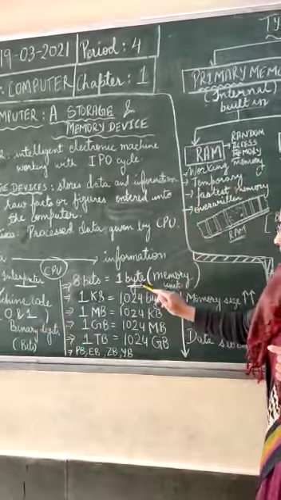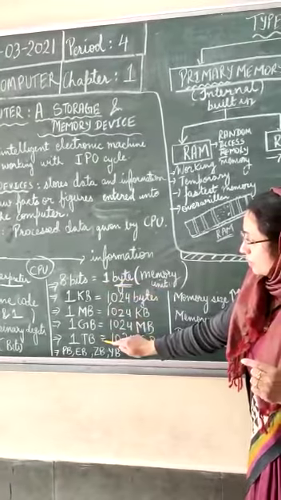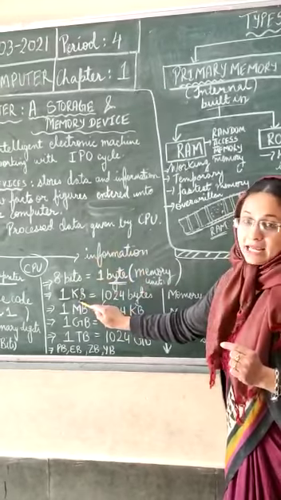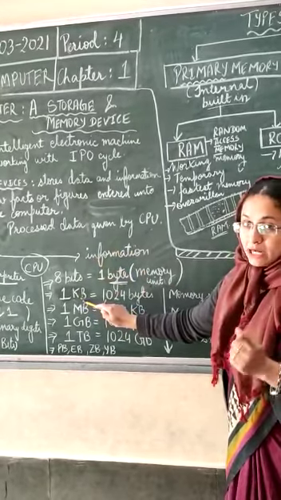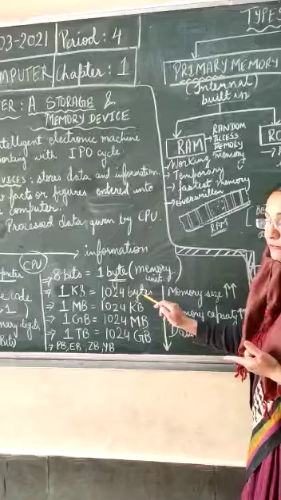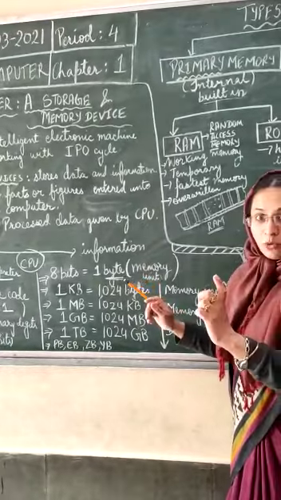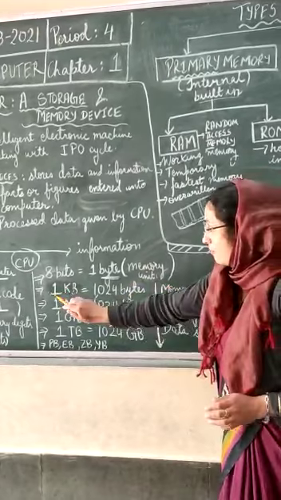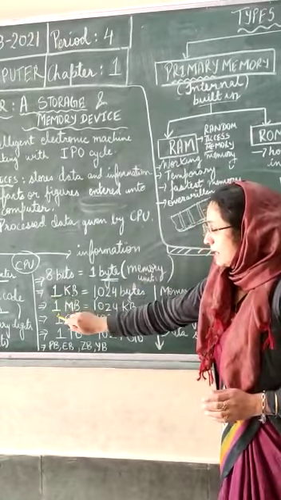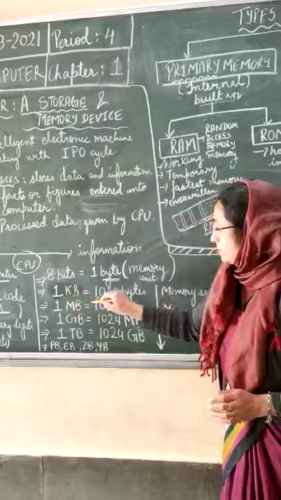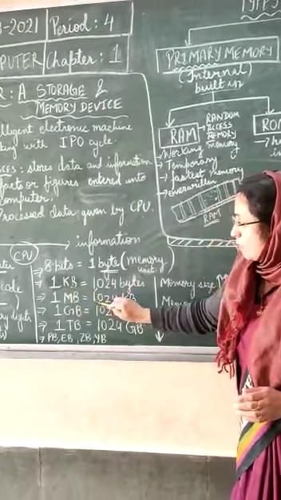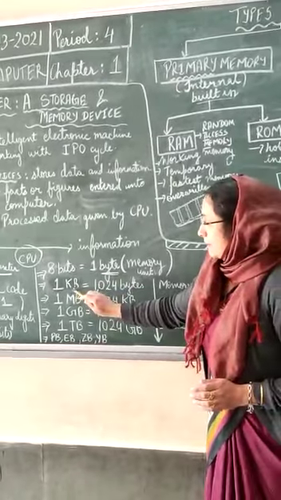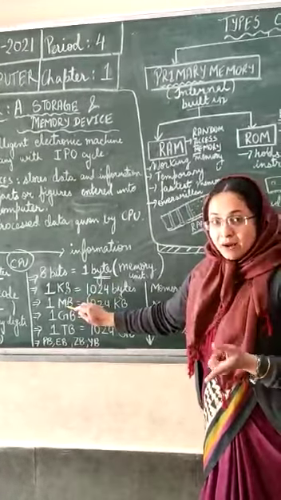Here I have written some more units. The smallest is the byte, bigger than the byte is the KB. 1 KB, that is kilobyte, is equal to 1024 bytes. It means 1 kilobyte is made up of 1024 bytes put together. Bigger than KB is 1 MB, that is megabyte. The difference between the units is 1024.